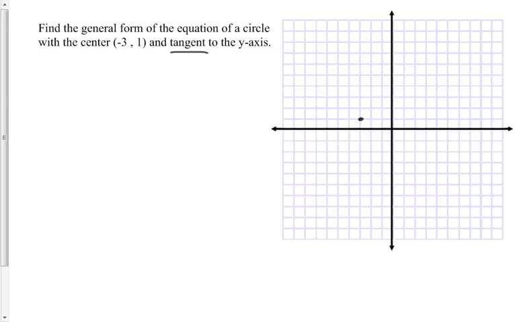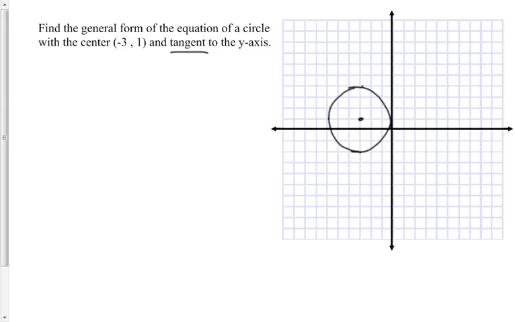Anybody know? Something's tangent? Just touches it? Skims the y-axis? So this circle is going to come along and it's just going to skim the y-axis like that. You've heard of tangents before, haven't you? Just going to skim the y-axis.